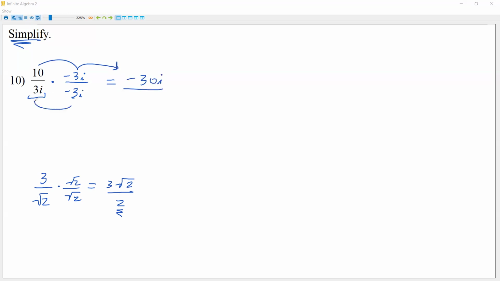And 3 times negative 3 is negative 9. i times i is i squared. Remember, every time you write i squared, you mark it out and change the sign. So we've got negative 30i over 9.